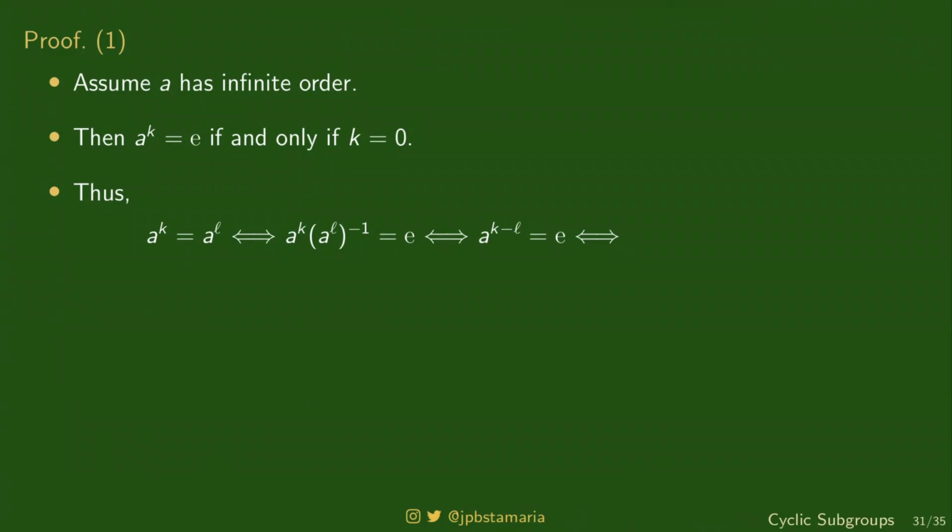So in short, this power becomes the identity. In this case, kailan magiging identity? Only when the exponent is 0. And that means k is equal to l.